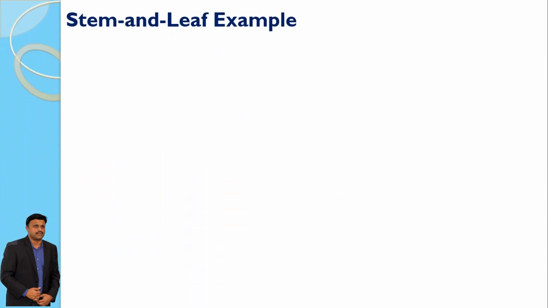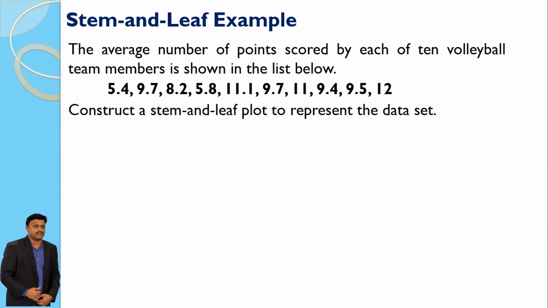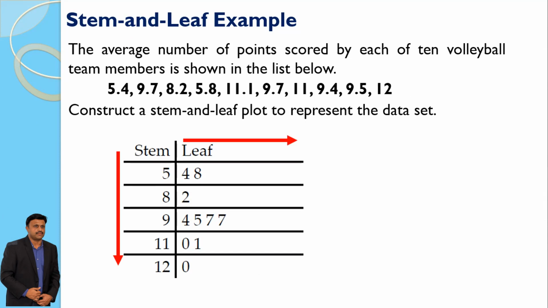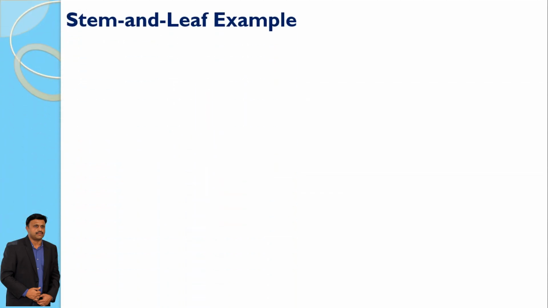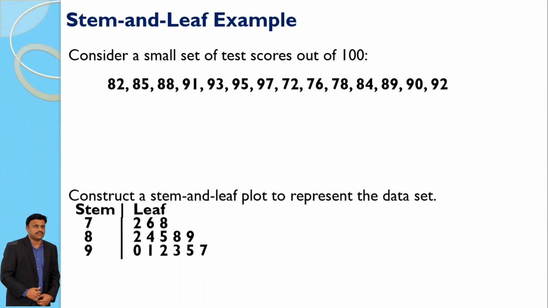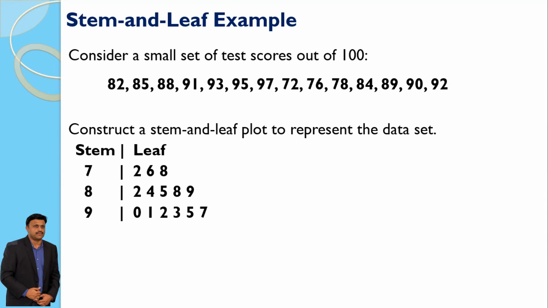Let's look at an example with volleyball scores. We can construct a stem and leaf plot to represent the data set of points scored by team members. Consider a set of test scores out of 100. We can create a stem and leaf plot to visually represent this data set.